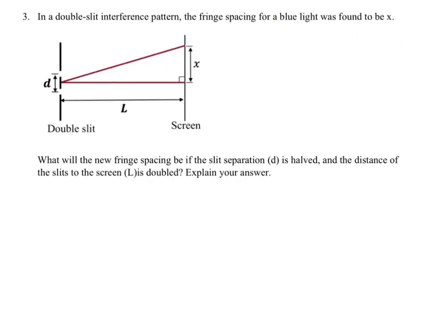Now similar problem, but two things are changing here. So here it's saying you have got a double slit interference pattern. The fringe spacing for a blue light was found to be X. What will be the new fringe spacing if the slit separation is halved? So we'll write the formula to keep it in front of our eyes.